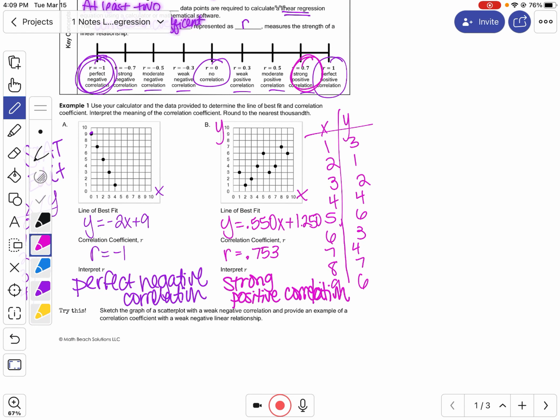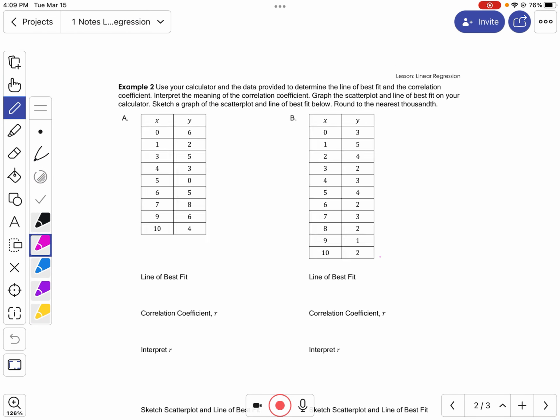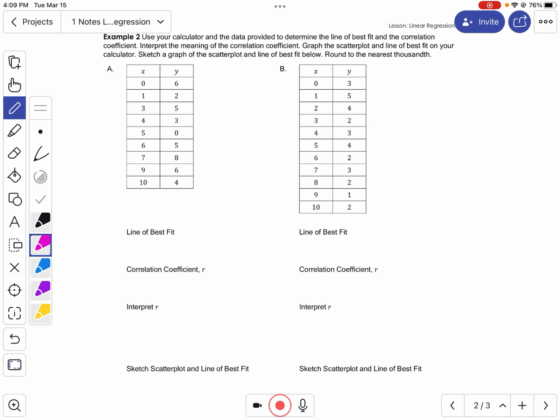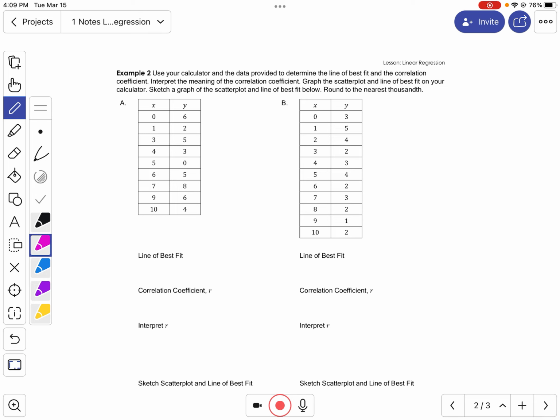So now let's flip on over. We're doing the same exact thing on the calculator. We're going to insert our data into the calculator, determine the line of best fit and the correlation coefficient, and interpret the meaning of it. Then this is the part that's different from the front. We're going to be graphing the scatter plot and the line of best fit on your calculator, and then you're going to sketch it down below.